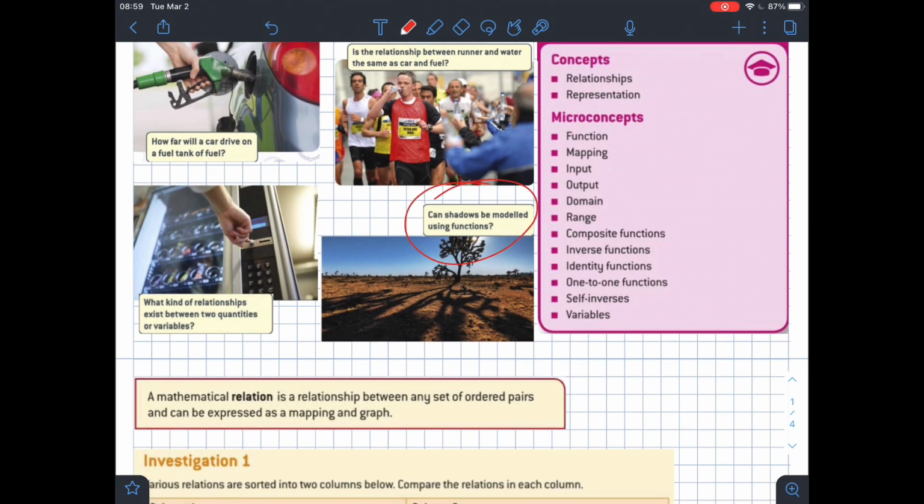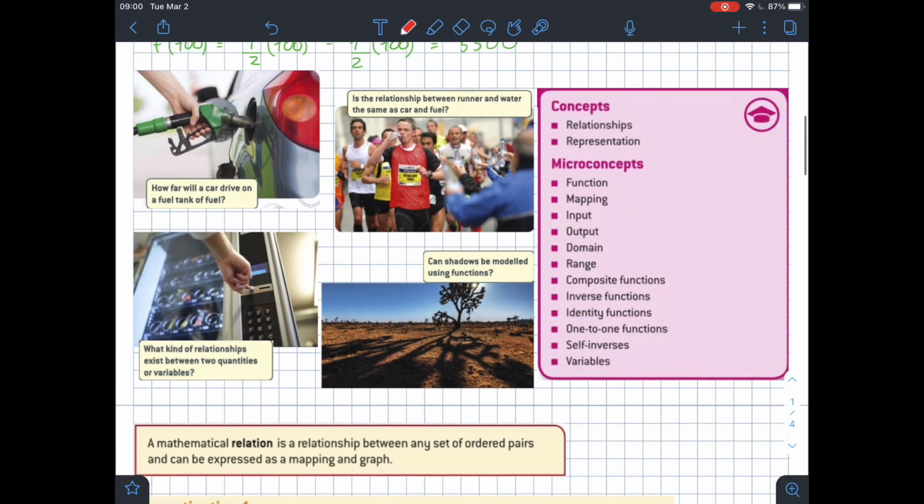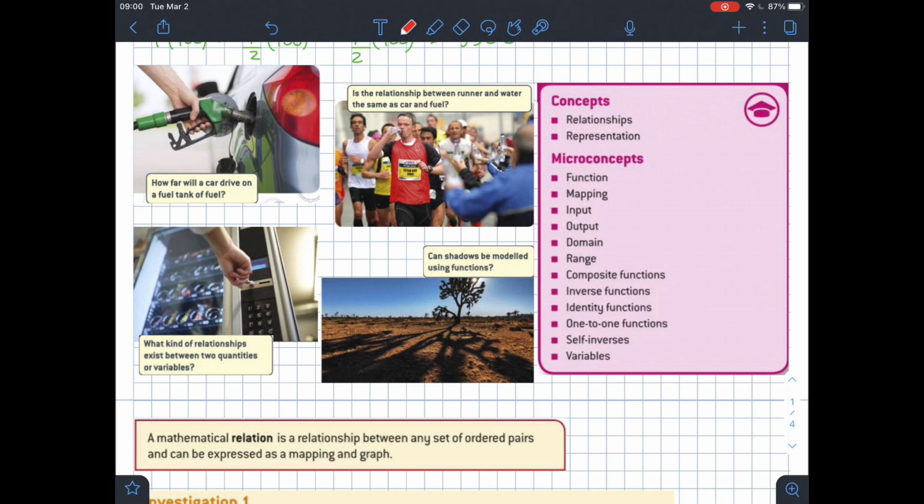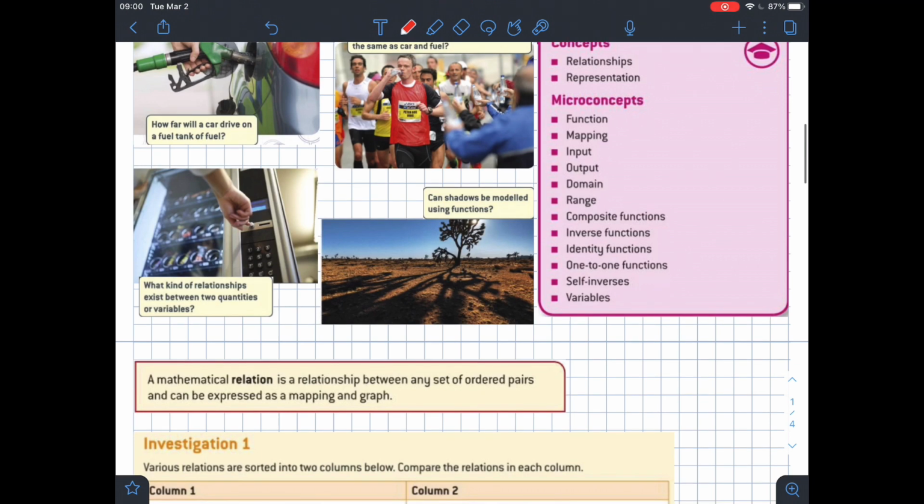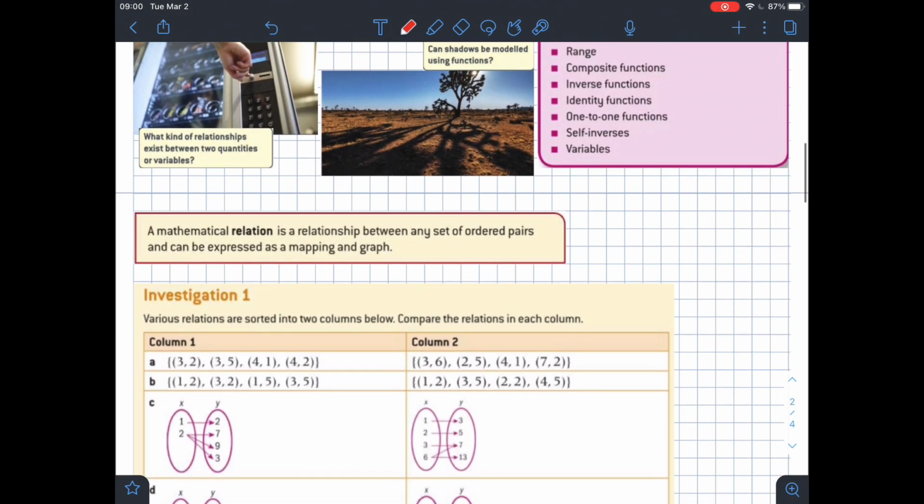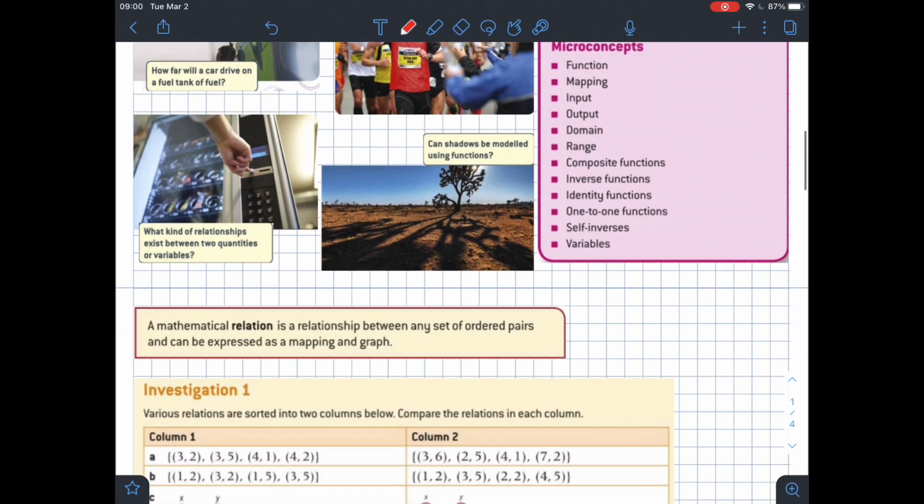Or, for example, this, can shadows be modeled using functions? Yes. We could do an experiment about this and find how the size of a shadow, for example, varies as time goes by, right? So some of the concepts and micro concepts we're going to be looking at during this topic: relationships, representation, then function, mapping, input, output, domain, range, composite functions, inverse functions, identity functions, one-to-one functions, self-inverses, and variables. We're going to be covering all of these different concepts.